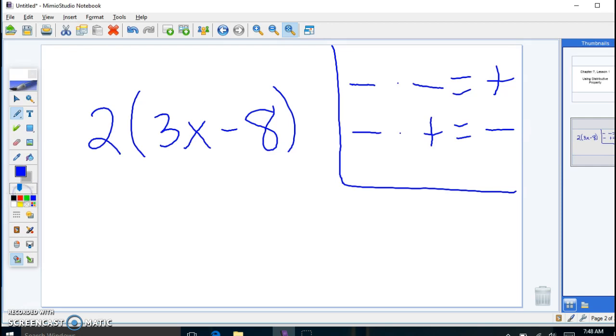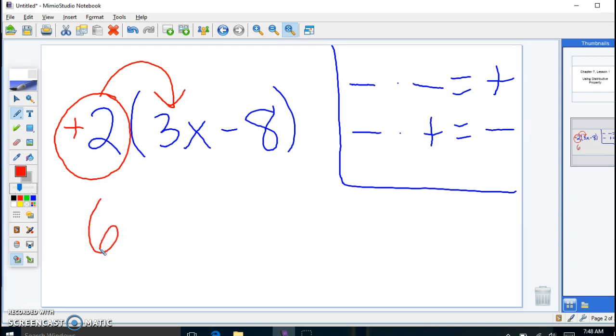Now, when we have distributive property here, we are multiplying everything inside the parentheses by whatever is directly in front of the parentheses. In this case, the 2, there's no negative sign, therefore it's positive. So we're going to take 2 and multiply it by 3x. Kind of ignore the x and just think, what's 2 times 3? We know that's 6. And then place the x behind it.